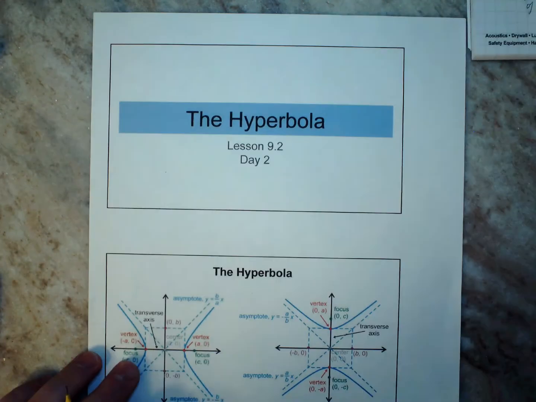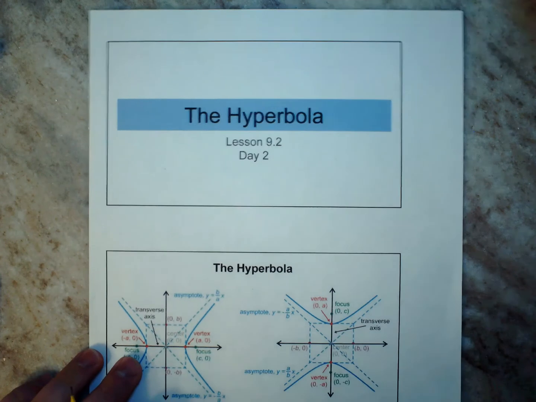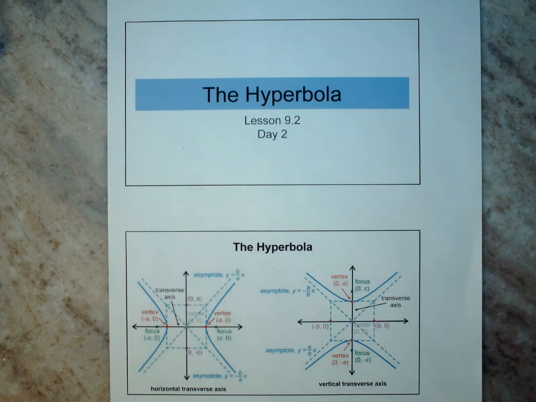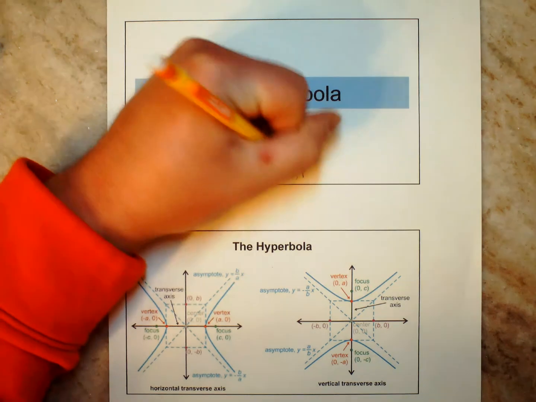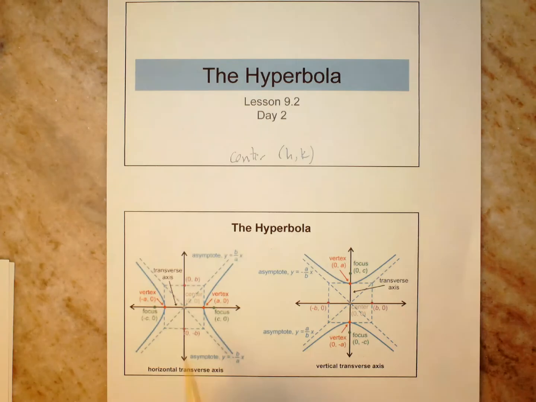All right, everyone, this is hyperbola day 2. We are not going to be centered at 0, 0. So today we're going to have center at (h, k). Same picture as last note, same setup, just we're not going to be at 0, 0 today. We're going to do a center at (h, k), so a little horizontal and vertical shifting.